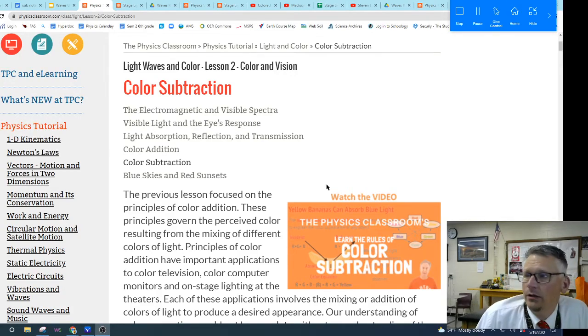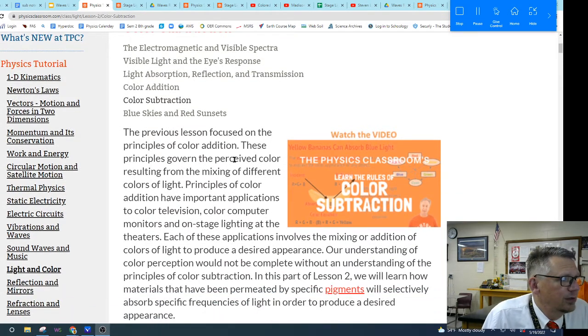Color subtraction. The previous lesson focused on the principles of color addition. These principles govern the perceived color resulting from the mixing of different colors of light.